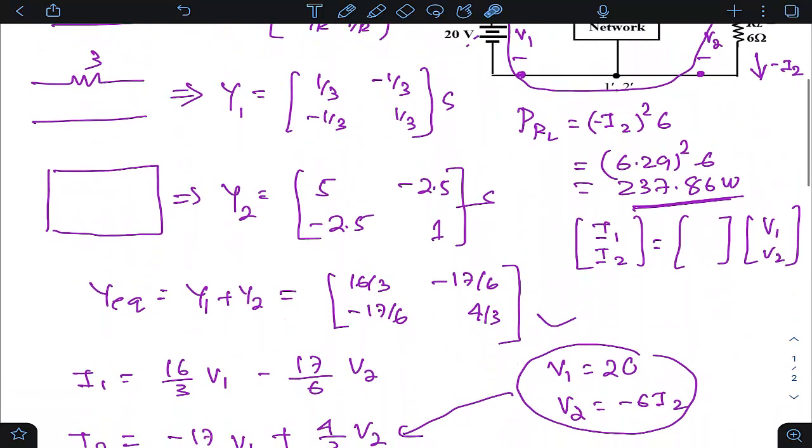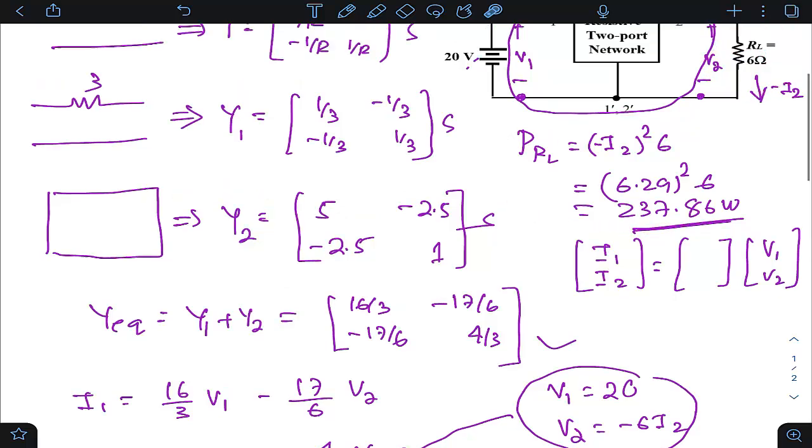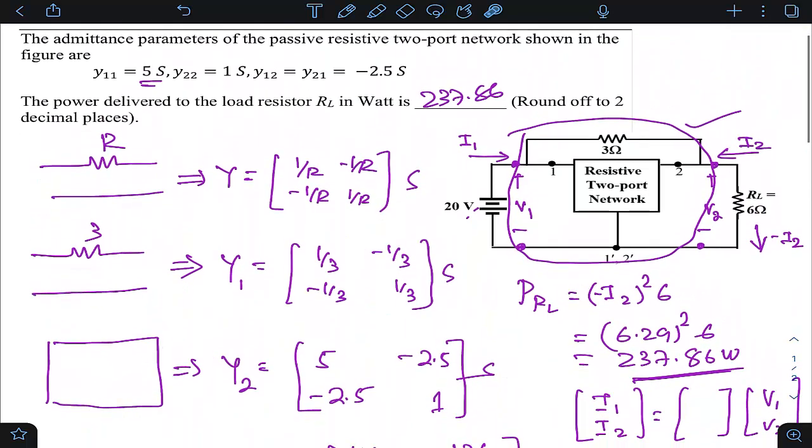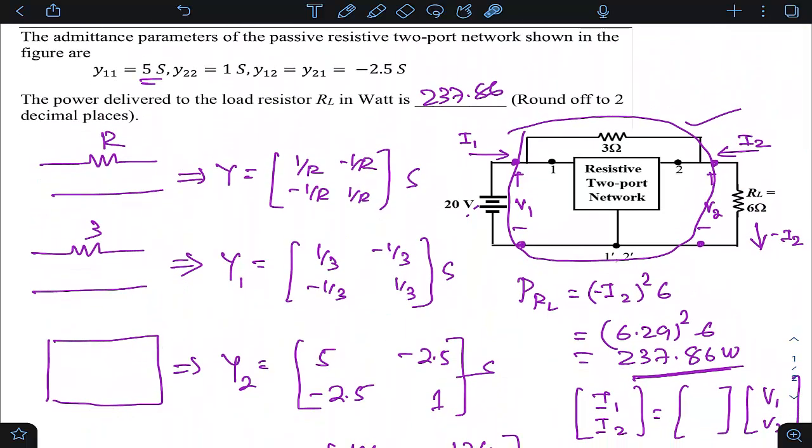And then by substituting here, because we are supposed to find the power of the 6 ohm, the current is minus I2. By substituting that value of I2, we get the answer as 237.86. So the answer is 237.86 for this.